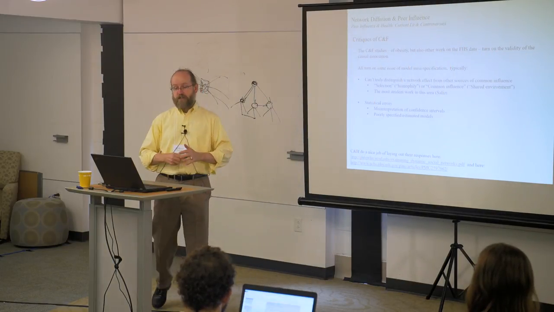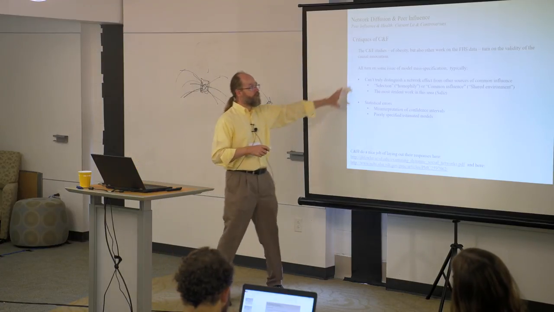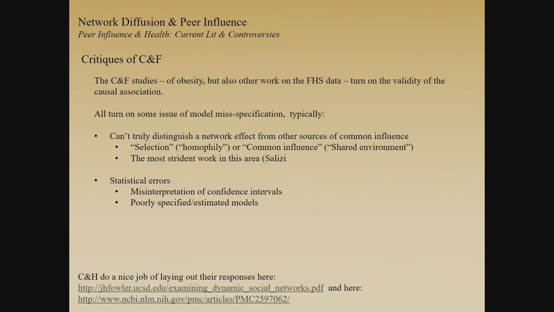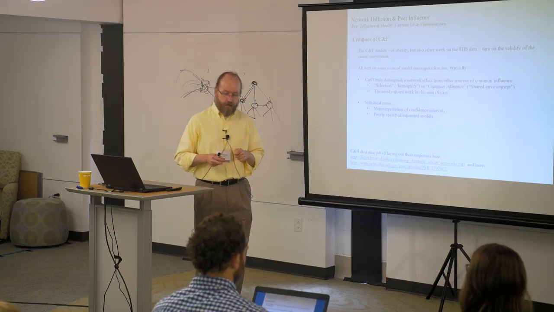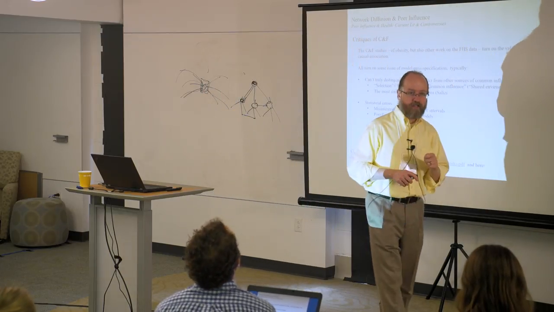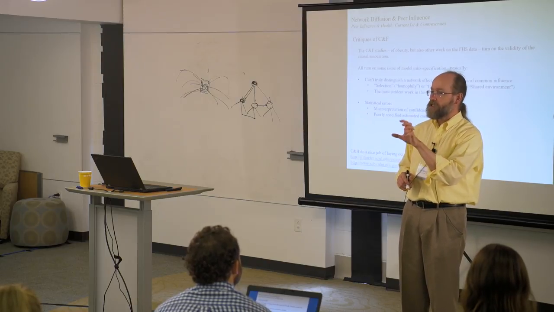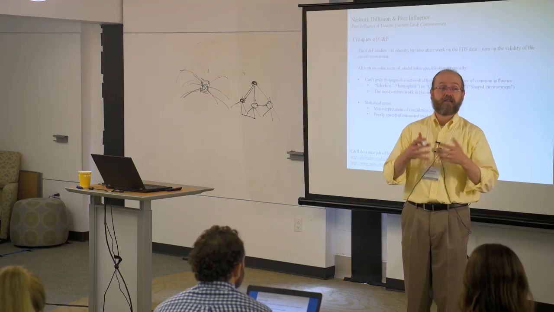So what are the critiques of these models? All of them turn on some version of what I refer to as the model specification problem. First, you can't distinguish a selection effect from an influence effect or a common influence effect. The most rigorous, damning version of this critique comes from Cosma Shalizi, in a paper where he shows, using graphical model techniques, that peer influence models are generally confounded. That is, outside of a very strong set of assumptions, it's always possible that some omitted variable is causing the association between us being friends and our behaviors that we've left out of the model.